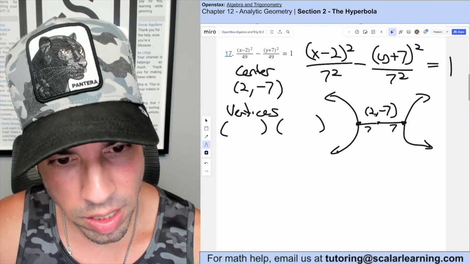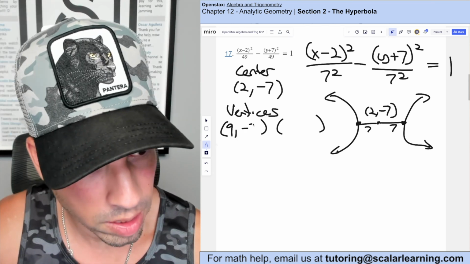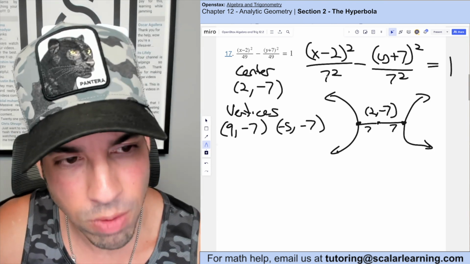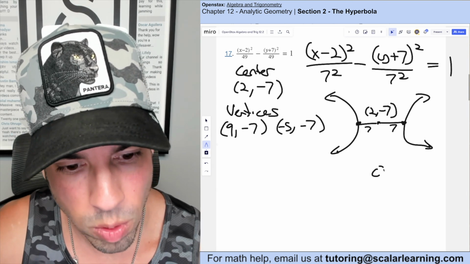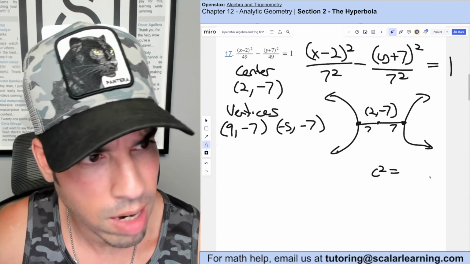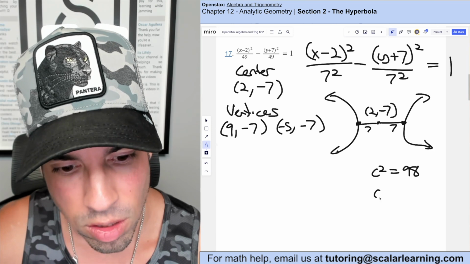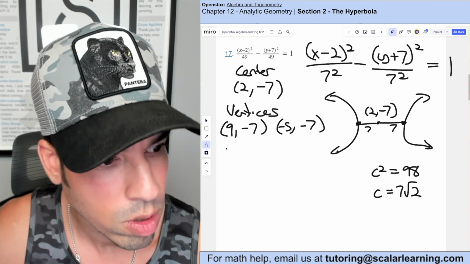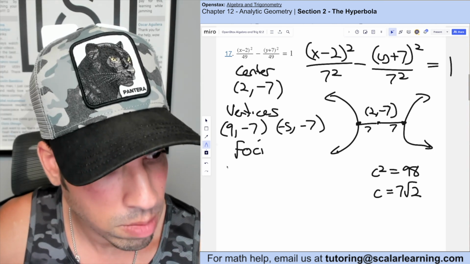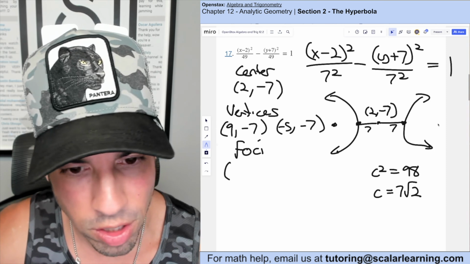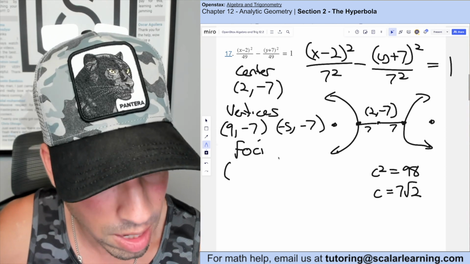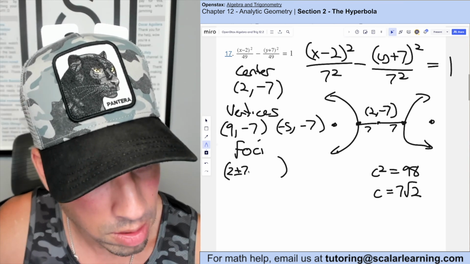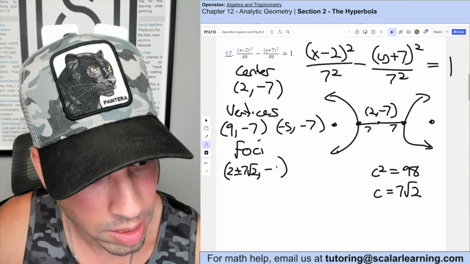That means we have a vertex at 2 plus 7, which is 9, comma negative 7, and 2 minus 7, which is negative 5, comma negative 7. And now to get the foci, we use c squared is equal to that plus that, 49 plus 49, which is 98. So c is the square root of 98, which simplifies to 7 root 2. So then my foci are going to be out here and out here on this transverse axis on the x-axis going left and right. So we've got 2 plus or minus 7 root 2, comma negative 7.